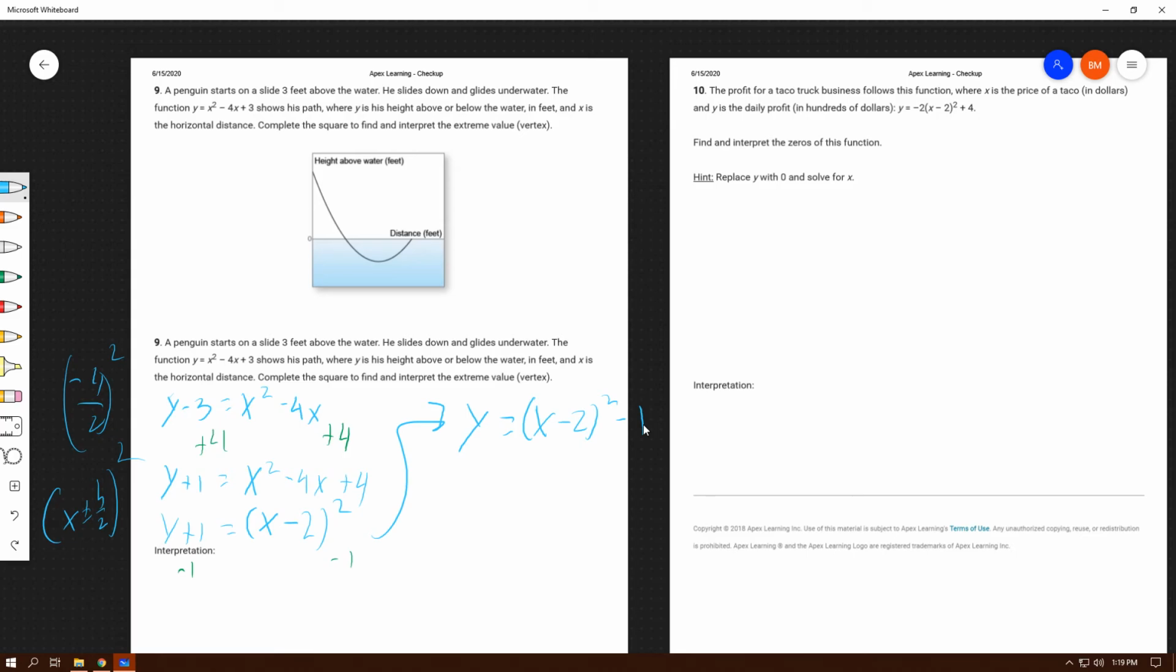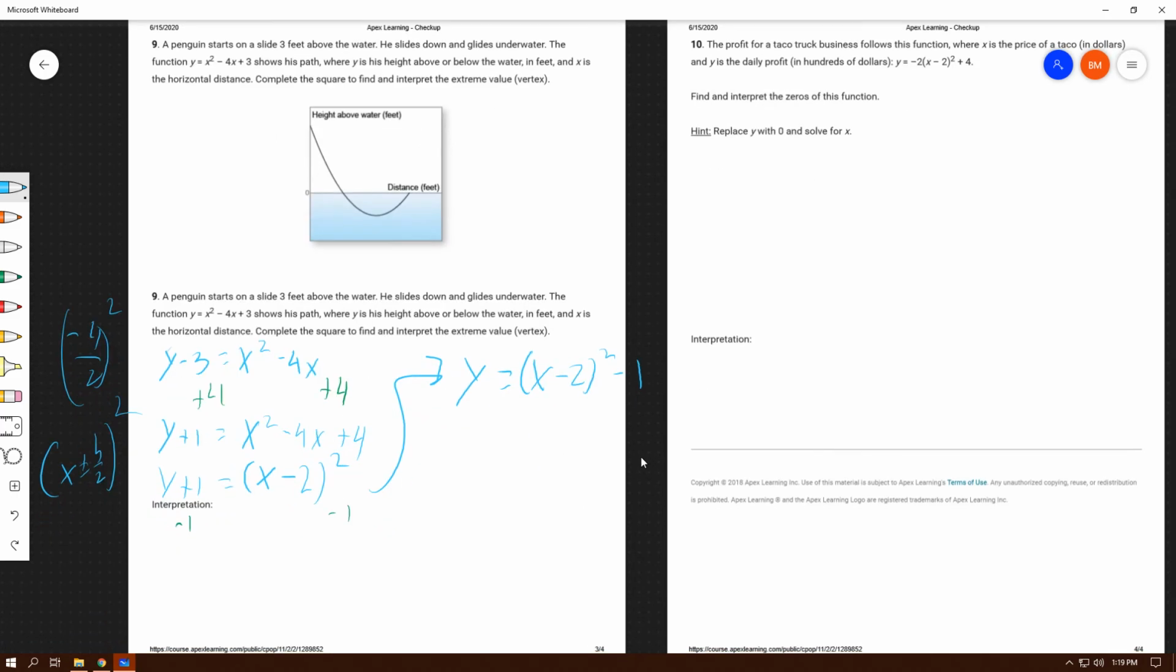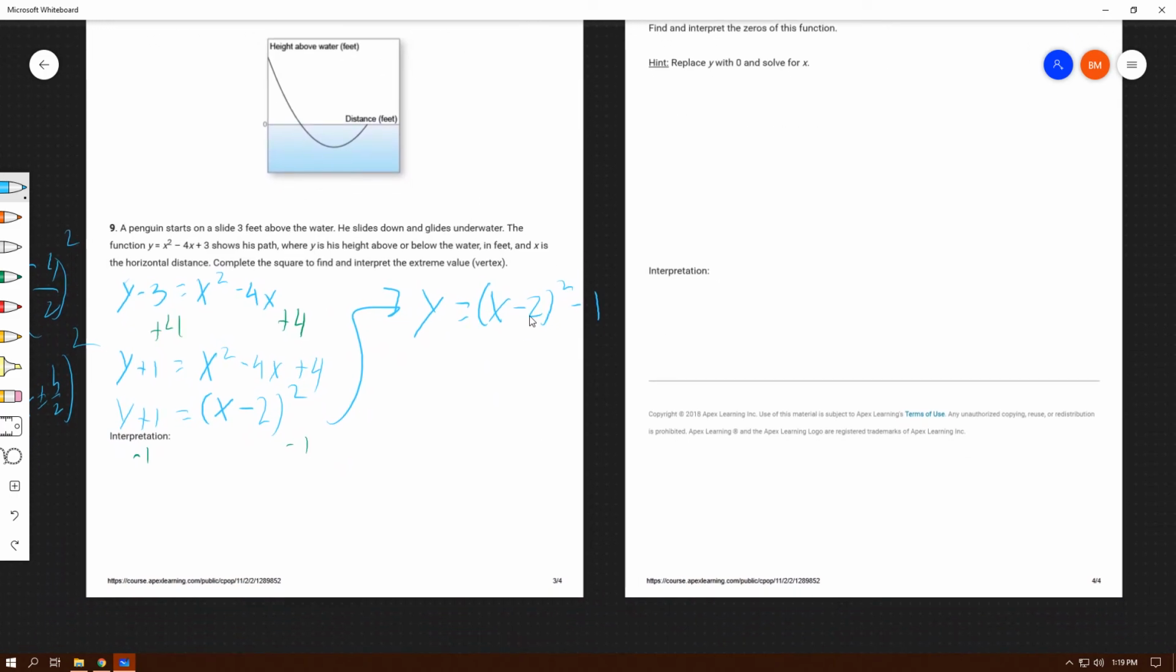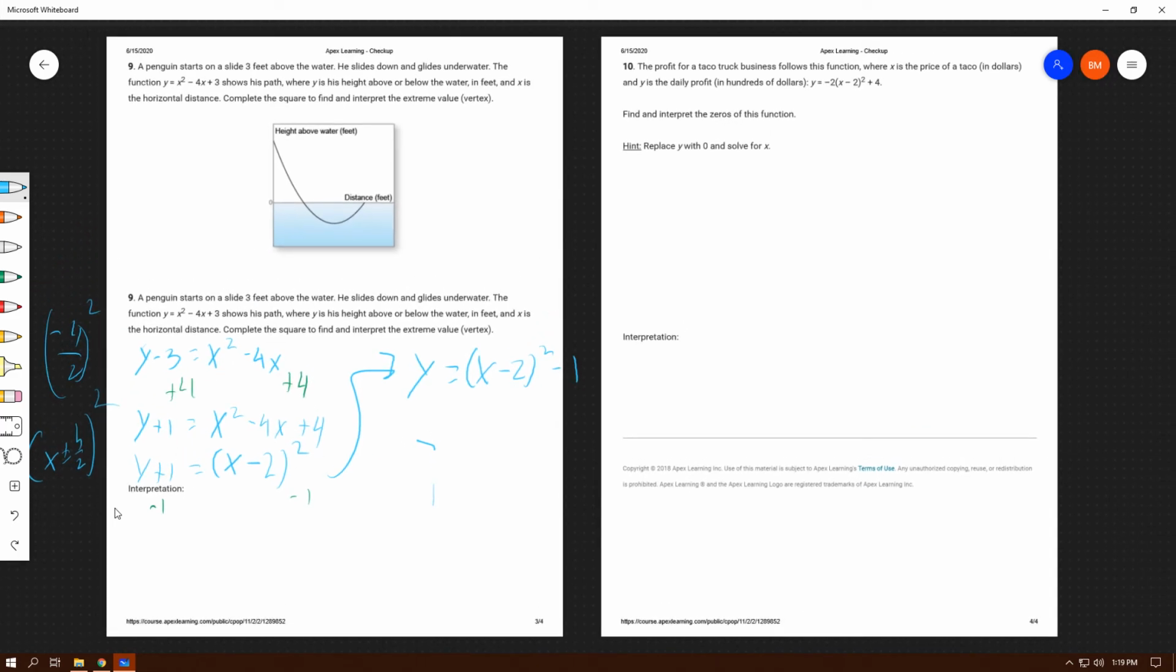Cool. Now, complete the square to find and interpret the extreme value. Well, what is my vertex? Well, my vertex is going to be the opposite of this, which is a positive 2, and then just that, so negative 1. So 2, negative 1. What this interpretation means is that when the penguin is 2 feet, so this is horizontal distance, when he's 2 feet horizontally away from the slide. So, okay.